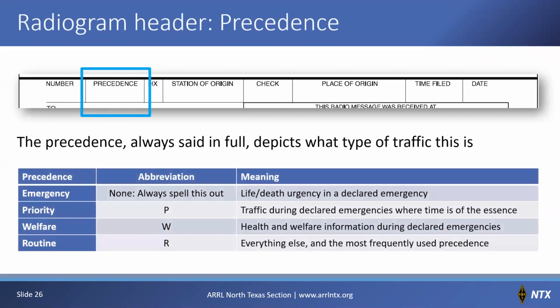The next one is the precedence. This goes back to that urgency we talked about earlier. So emergency, priority, welfare, or routine traffic. Generally, we'll abbreviate this except for emergency. We always write the word emergency out because we want it to stand out. But for priority, welfare, or routine, feel free to abbreviate it when you fill it out. When you're reading it on the air, when you're relaying it on the air, if it's a voice net, we'll still say routine. I wouldn't say R, I wouldn't say Romeo, I would still say routine. I'll give you an example of that in a bit.